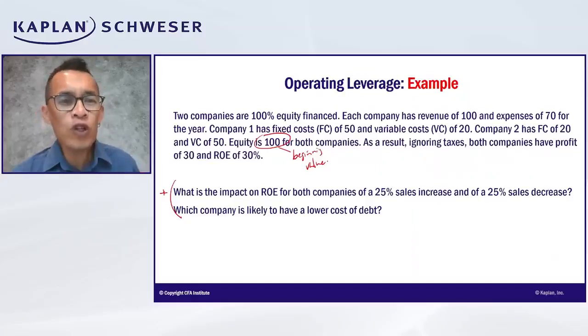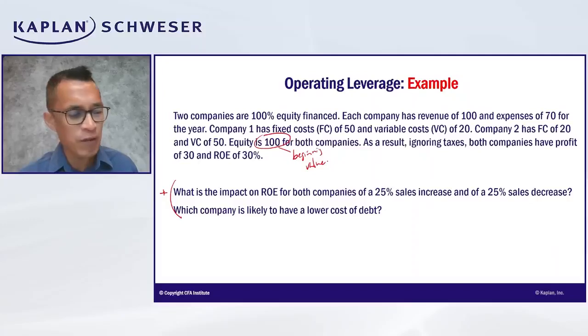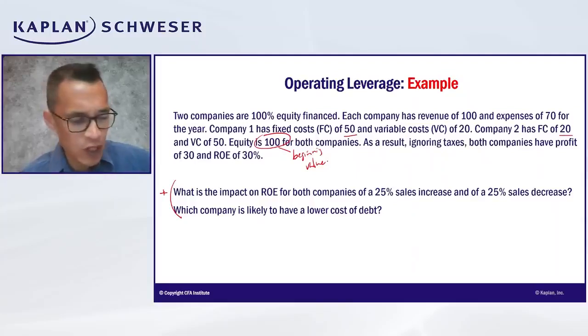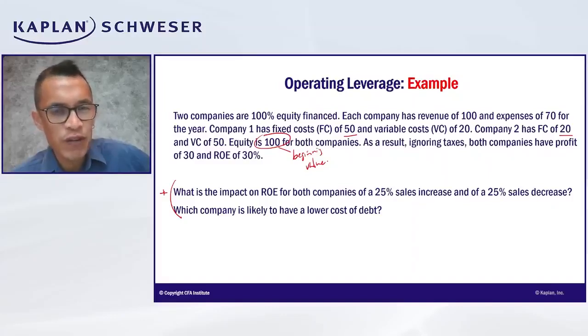Now, before jumping into the details of the calculations, be sure to step back and look at the big picture, right? Remember that operating leverage here is all about analyzing companies with differences in their fixed costs. Okay, so you can see that company 1 has higher fixed costs of 50. Company 2 has lower fixed costs of 20, even though they have the same total expenses and revenue.